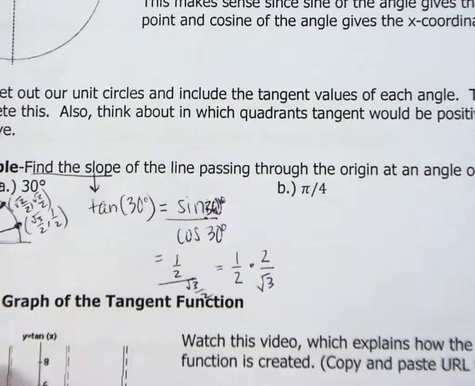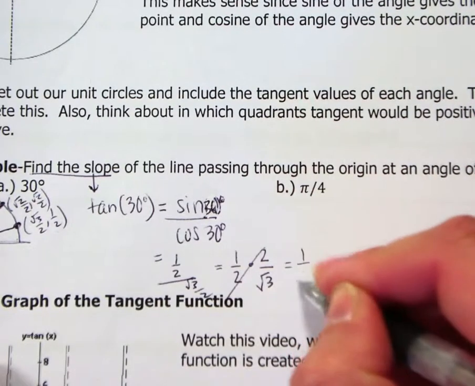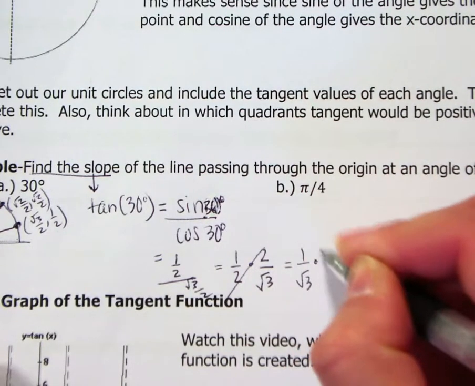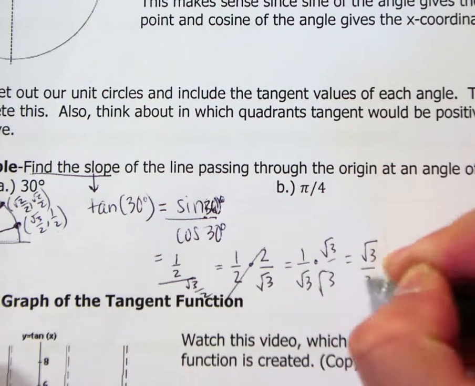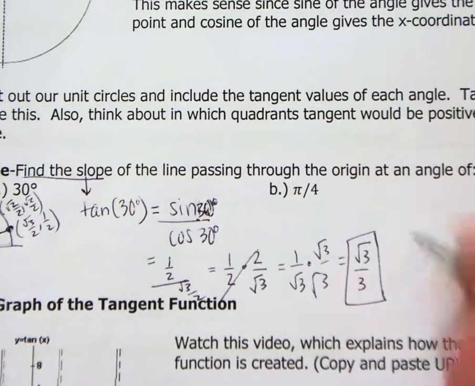And then simplify. So the 2's cancel. I have 1 over radical 3, and then rationalize your denominator to radical 3/3. If you want to add that to your unit circle right now, be my guest. So tangent of 30 degrees is radical 3/3. You could use that then and do all of your reflections from 30 degrees and you have a bunch of other tangent values. Okay.